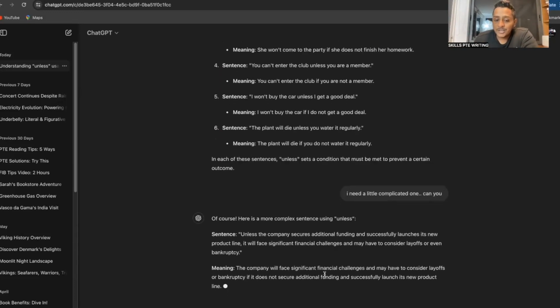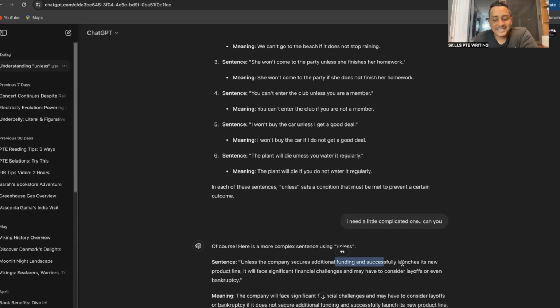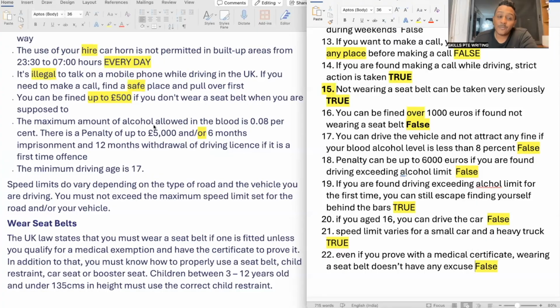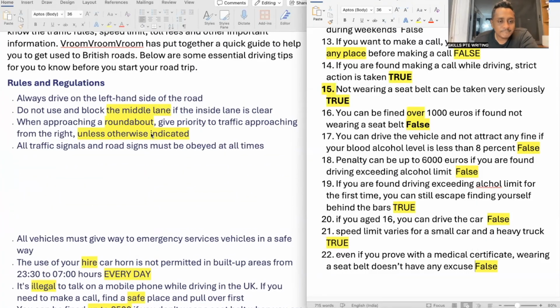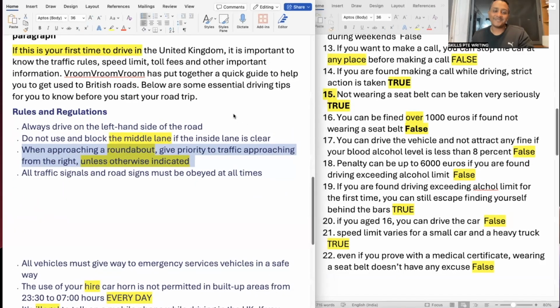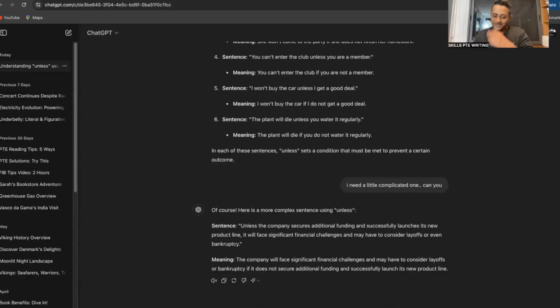Unless the company secures additional funding and successfully launches its new product line, if the company cannot do this, then it will face significant losses. It will give the meaning as well. Or you can give this, let's see what it gives. So that's how you learn. Sometimes it becomes difficult to understand.